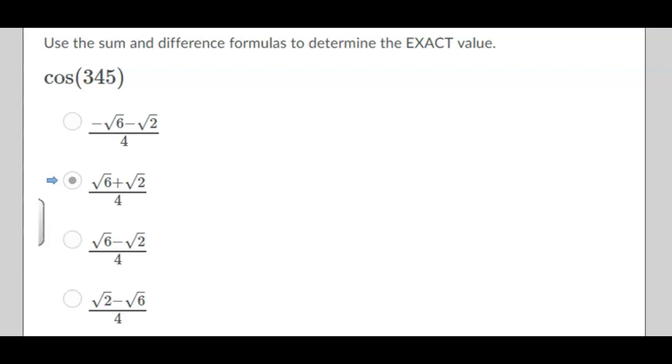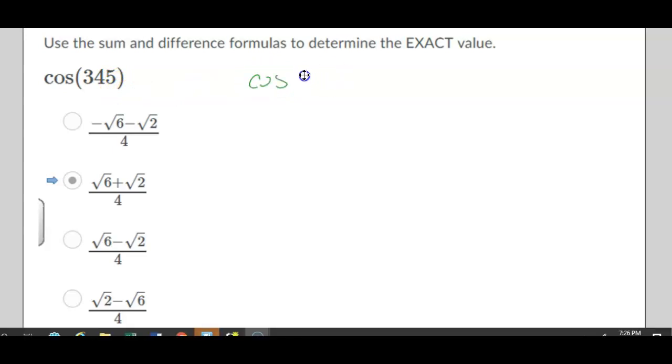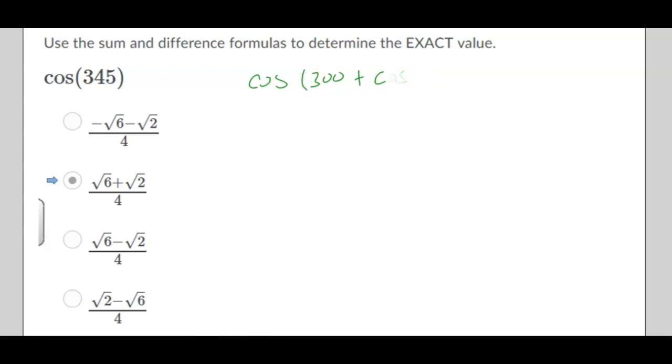So let's get started. Here we have cosine of 345 for this first problem, and we have to find it using the sum or difference formula. I'm going to do cosine of 300 plus 45.